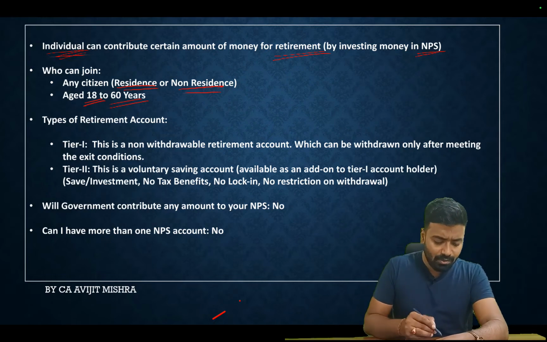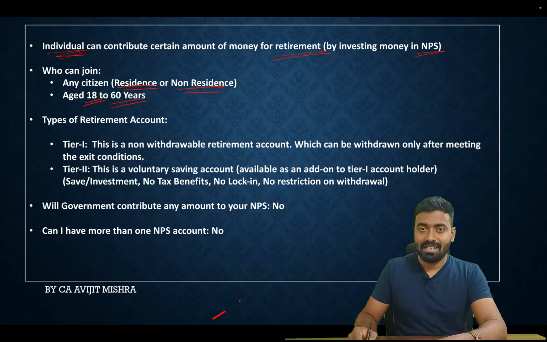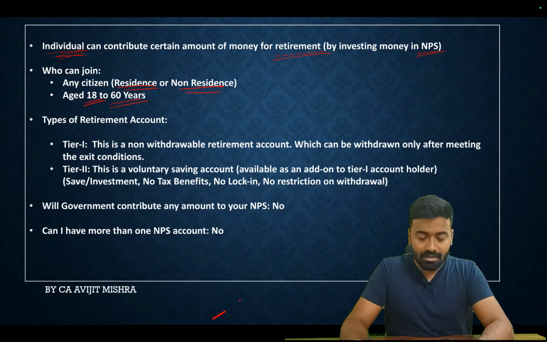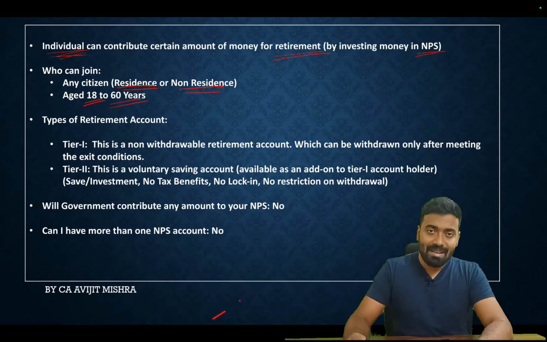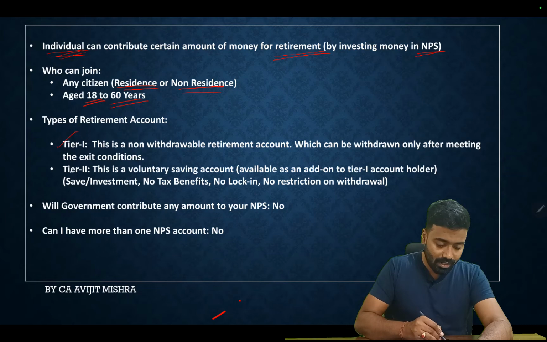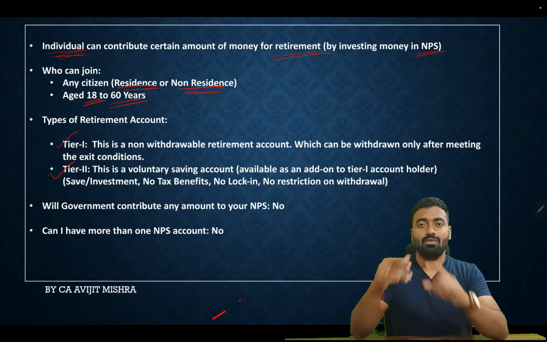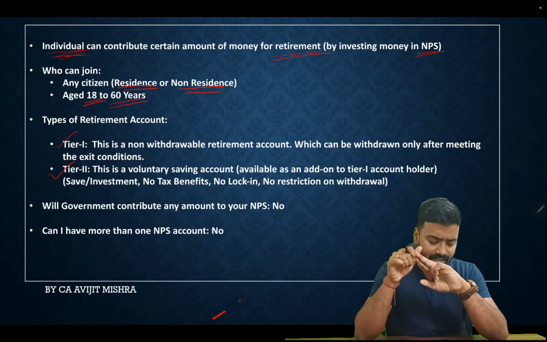The third question that may come to your mind: what are the types of retirement account available under the National Pension Scheme? First of all, there are two types of account. One is the tier 1 account, and the other is the tier 2 account.